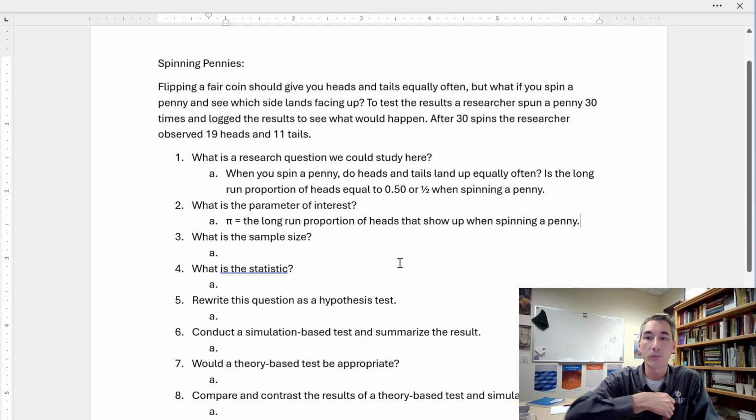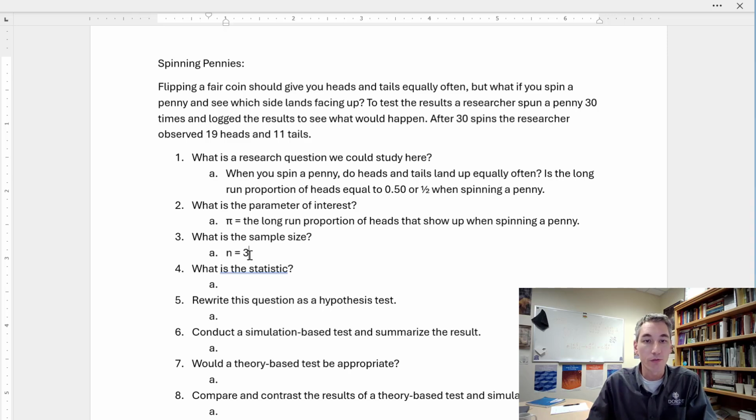So that's the idea. What if we spun a penny like 1 billion times in the long run? What do you get? And I don't know what you get because I never spun a penny 1 billion times, so I'm putting it as an unknown thing. Now in this problem, the sample size is 30 spins. That's the data we got, so I would use n equals 30 for the sample size.